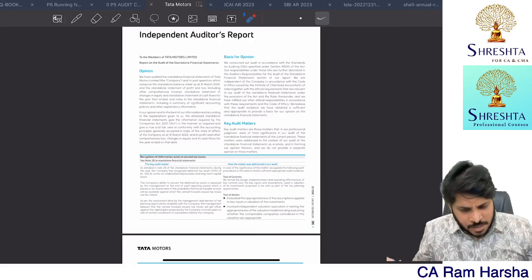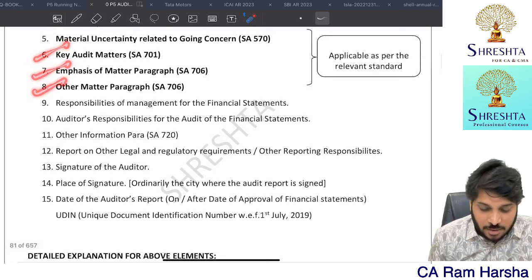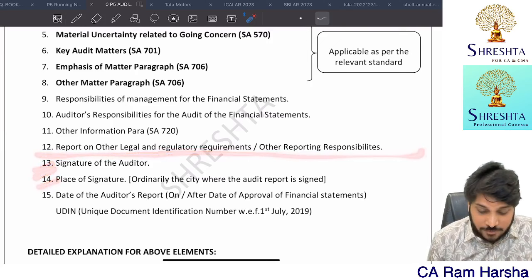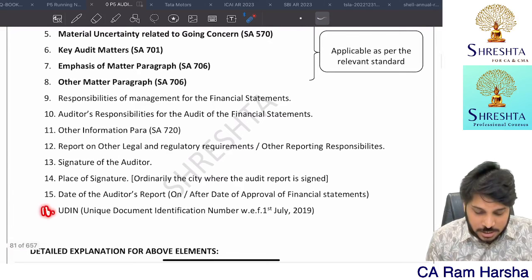Getting the point? So we call them the opinion section, basis for opinion section, material uncertainty related to going concern, key audit matter, emphasis, other matter. All these are different sections. Once all the sections of the audit report are done, then finally you have to sign the audit report. You have to mention the place at which you signed, the city name and the date, and finally there is something called UDIN number that you should also mention. This is the 16th content, nothing but.